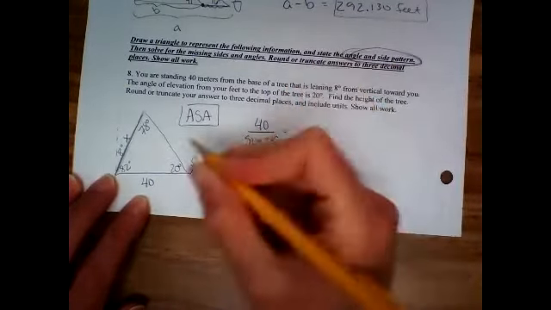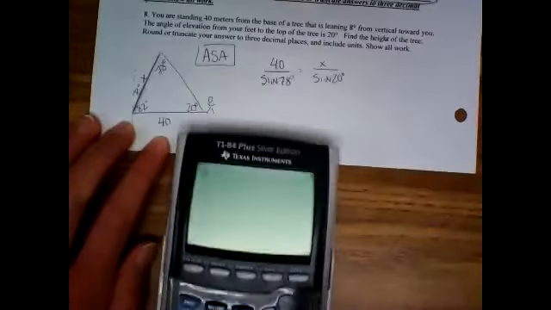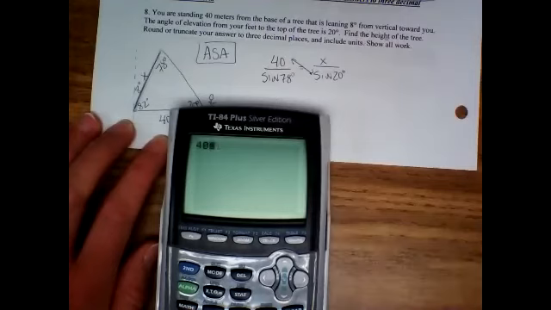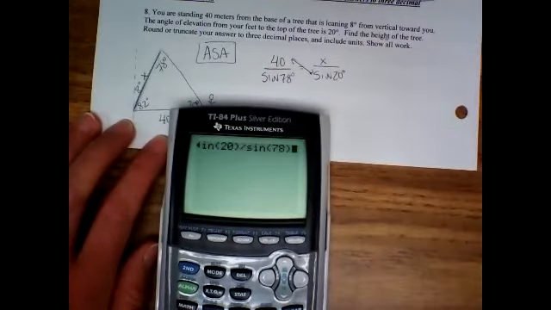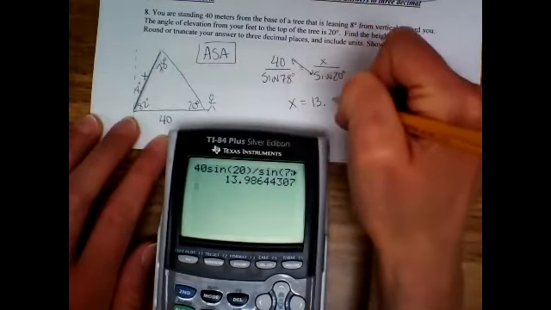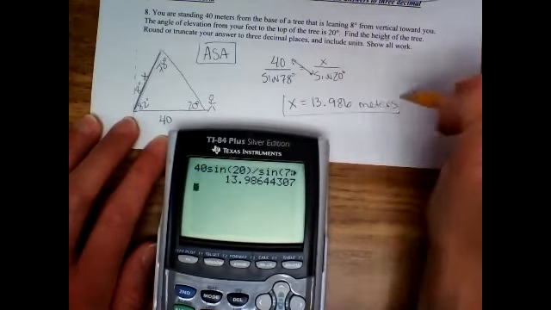Drew that a little bit big. Equals x over sine of 20. And then we're going to cross multiply and divide to get our answers. So it'll be 40 sine of 20 divided by sine of 78. So I got 13.986, and this one was meters. So that's how tall the tree is.